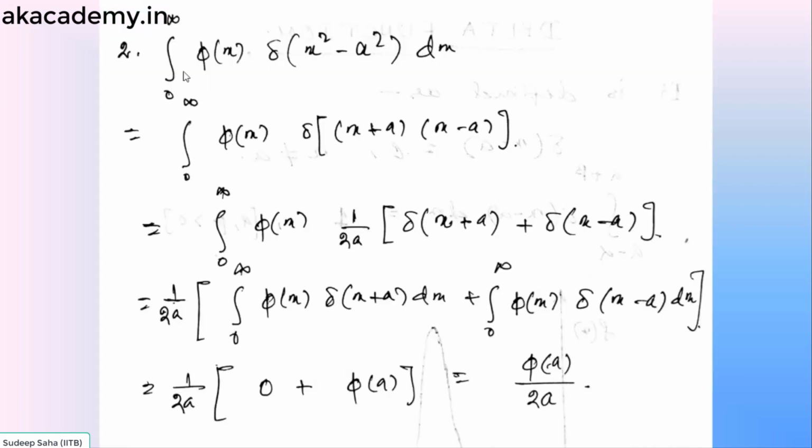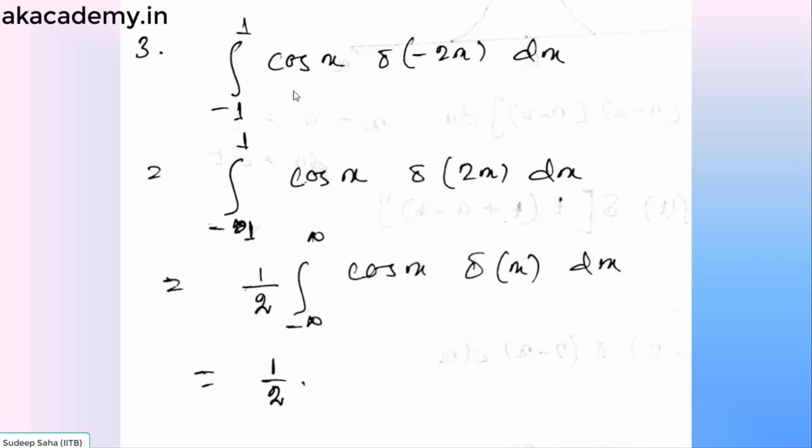Okay, second problem, 0 to infinity phi of x delta x squared minus a squared dx. Okay, so x squared minus a squared is x minus a into x plus a. If we use the properties of delta function, we'll find that 1 over 2a, delta x plus a plus delta x minus a. Okay, now simply we can integrate this out. Now see that this is non-zero at x equal to minus a. Okay, but the limit is from 0 to infinity, so this is 0. Okay, but this is non-zero at x equal to a, and this is within the limit, so it will be just phi of a, and 2a was there.